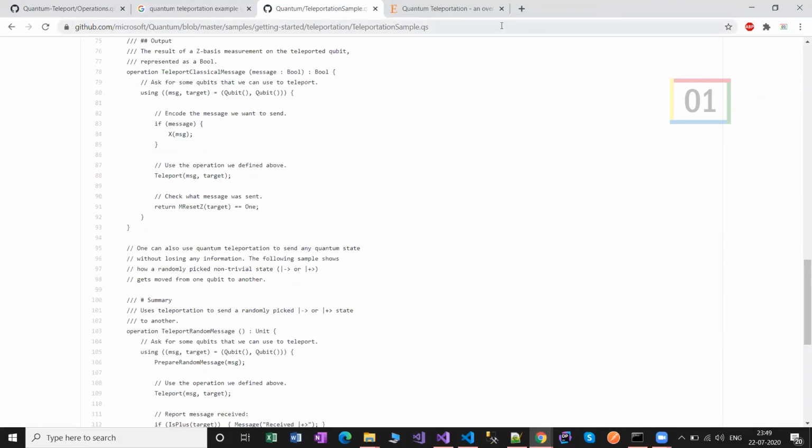If you want more understanding about quantum computing, get into the Microsoft documentation.